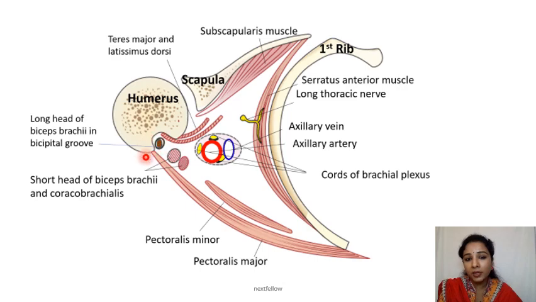So all these are medial wall, and posterior wall is formed by subscapularis, teres major and latissimus dorsi. Teres major and latissimus dorsi are inserting into the bicipital groove or intertubercular sulcus of humerus. And here is the neurovascular bundle. The medial most will always be the axillary vein, then the artery associated with the brachial plexus.